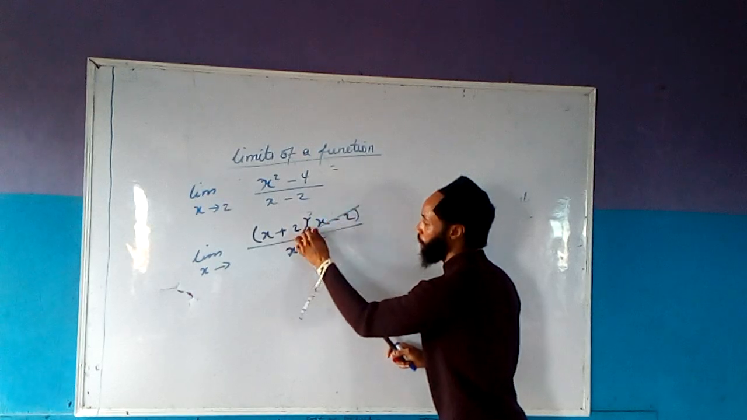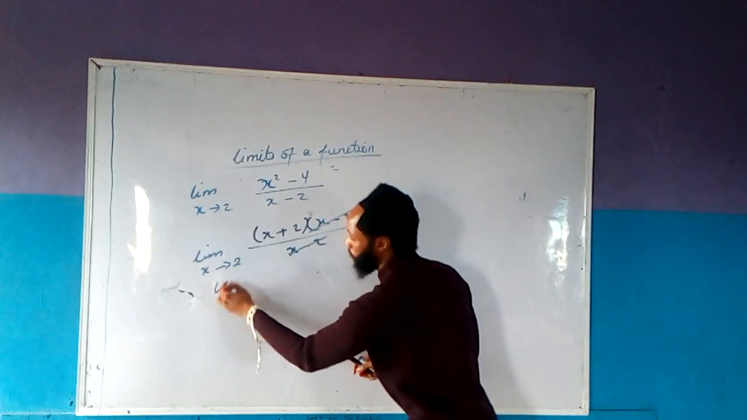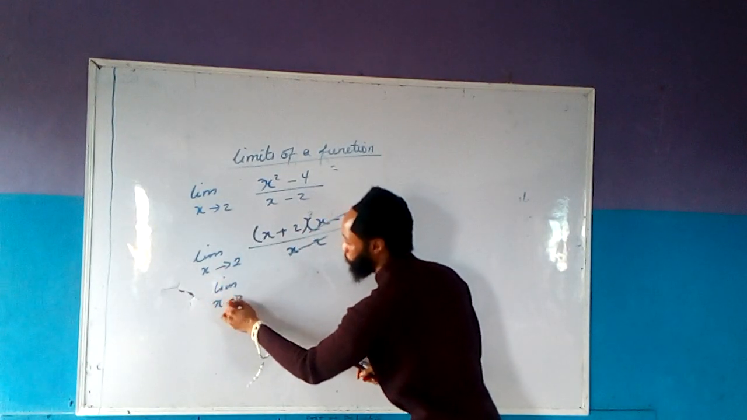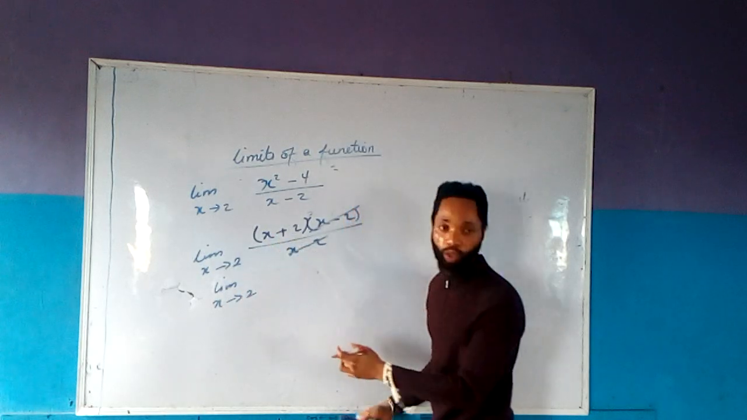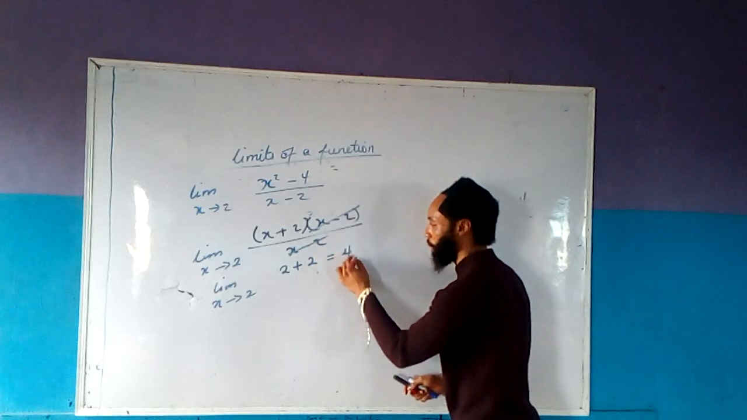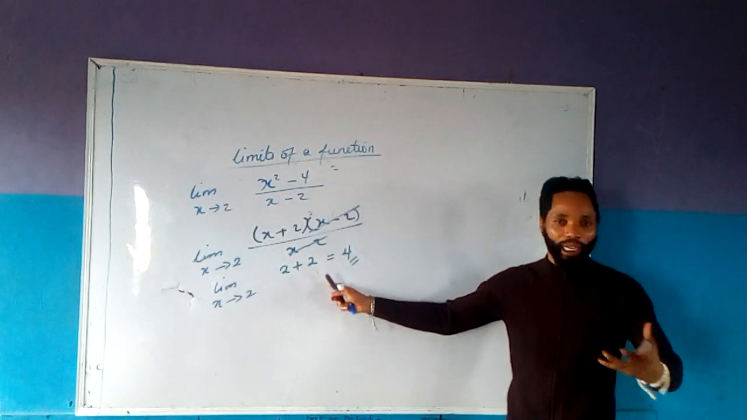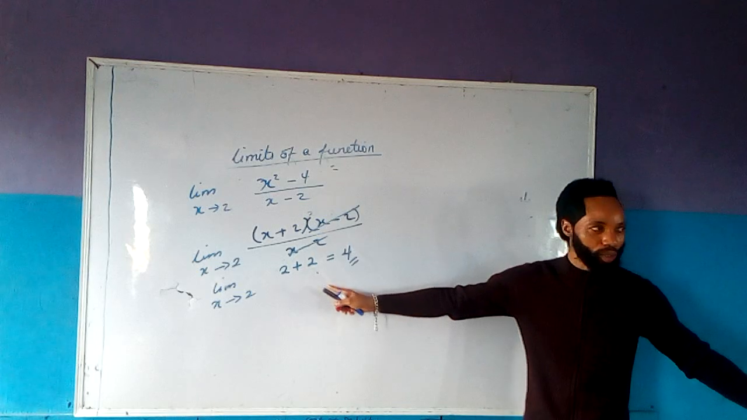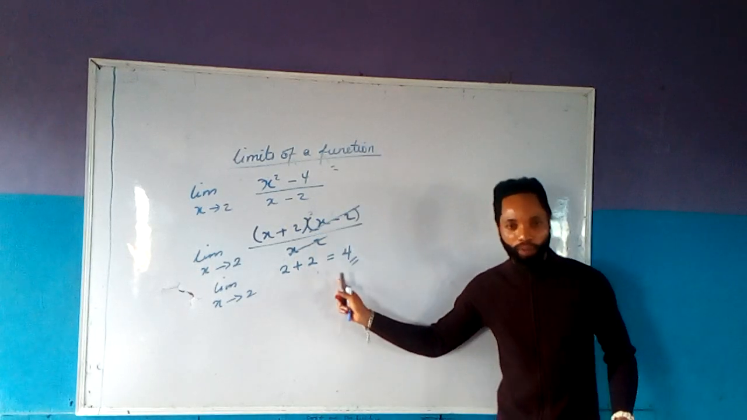So we cut out the common factor. We have limit as x approaches 2 of x plus 2. Now we can set 2 equals to x. We're going to get 2 plus 2. Hence, our answer is 4, likewise what we got in our initial question.